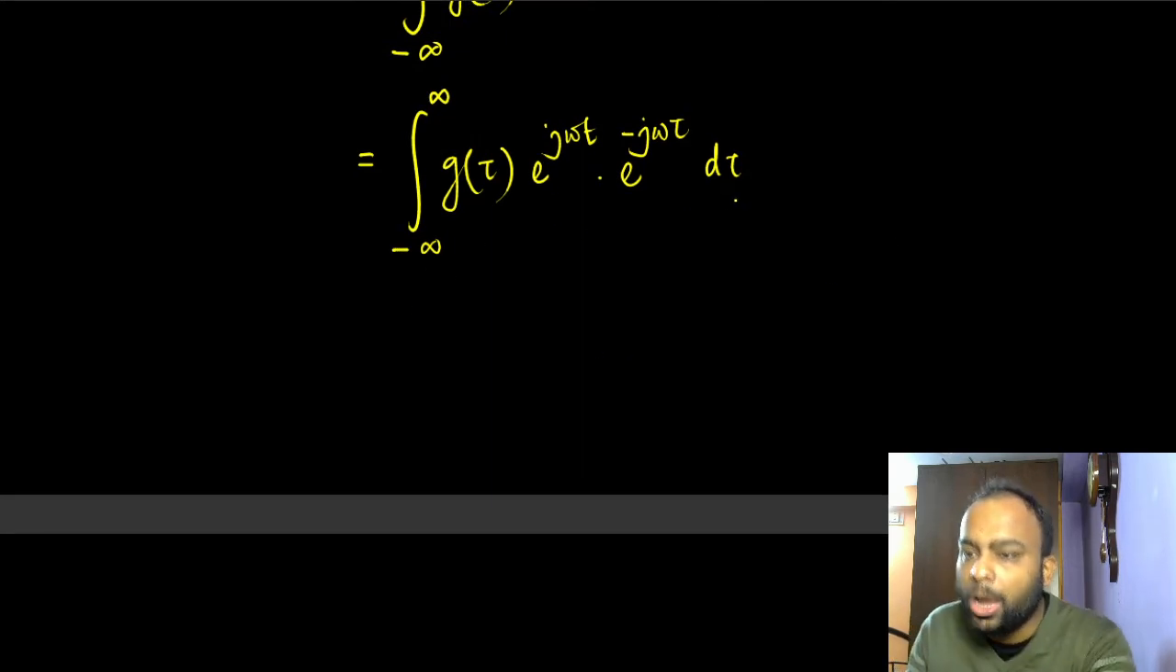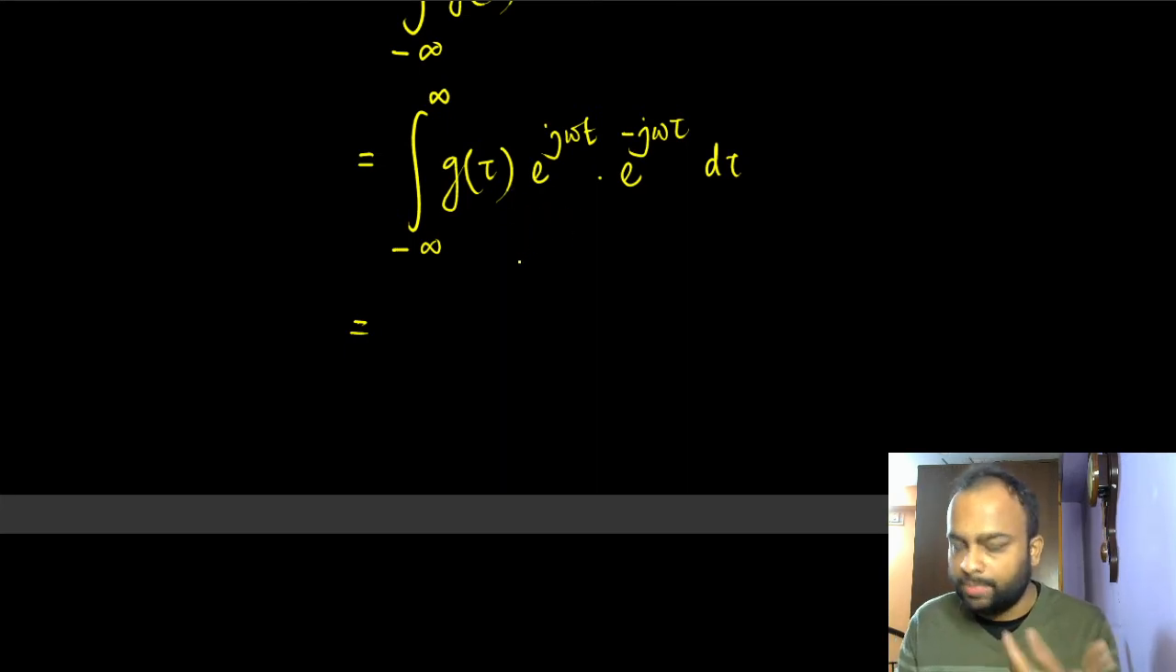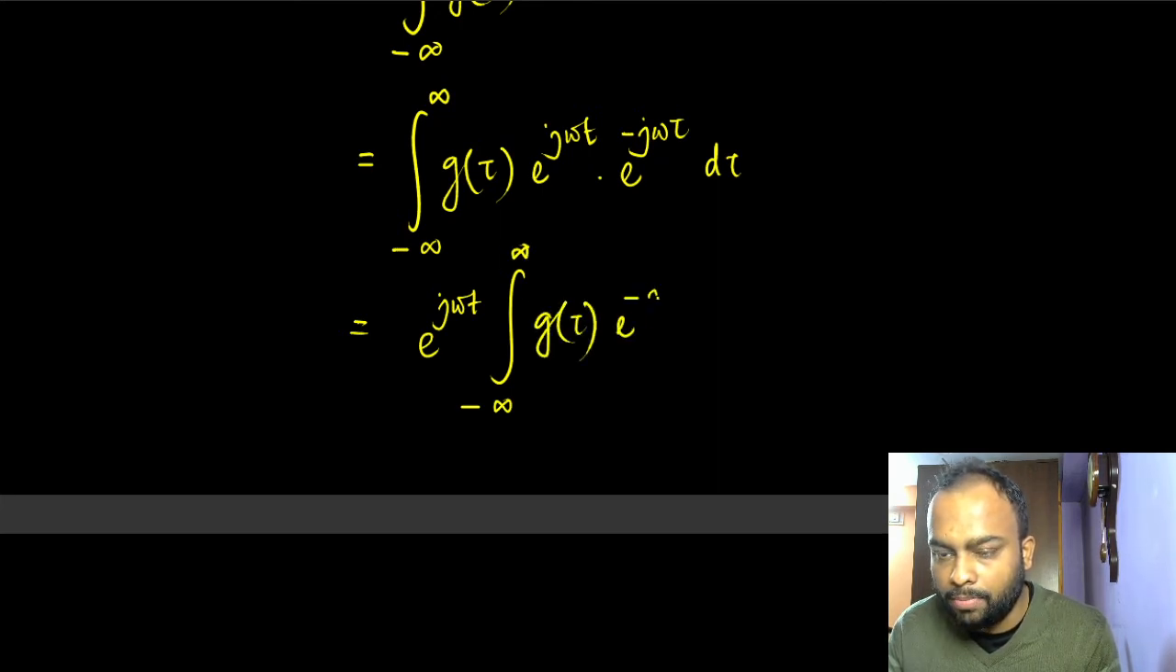Now, of course, tau is the variable of this integration, so this e to the power j omega t term can go outside this integration as a constant, because the integration will treat this entire term as a constant. So I can write this as e to the power j omega t, and this integration from negative infinity to positive infinity, g(tau) e to the power minus j omega tau d tau.